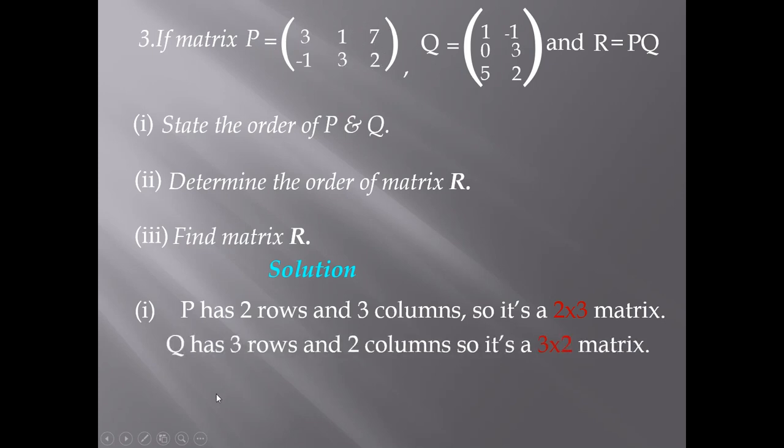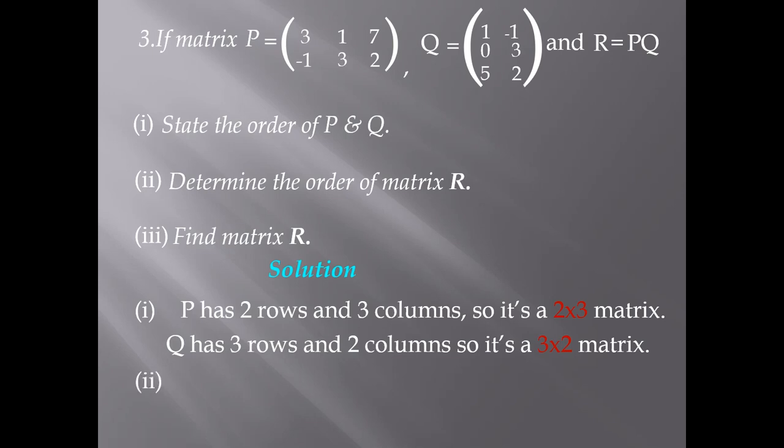How about Q? Q has 3 rows, you can see 1, 2, 3. And how many columns? 1, 2. Columns are vertical. This is 1, this is 2. So it is a 3 by 2 matrix.